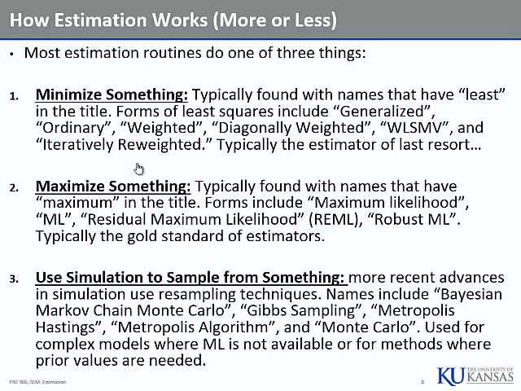Typically you see these estimators have forms like least squares. Least is in the title somewhere. And some of them even add more adjectives, like generalized least squares, ordinary least squares. That sounds really lame, though. Did you use ordinary least squares? Those people in econometrics love that. Ordinary least squares, weighted least squares, diagonally weighted least squares, WLSMV, which is Mplus's version of diagonally weighted, iteratively reweighted least squares, and on and on and on.